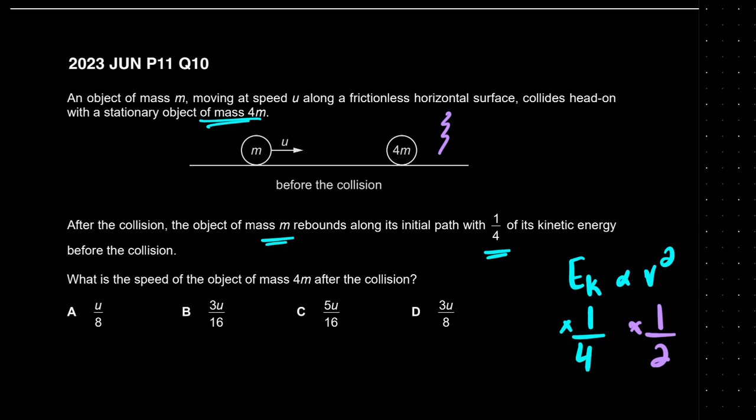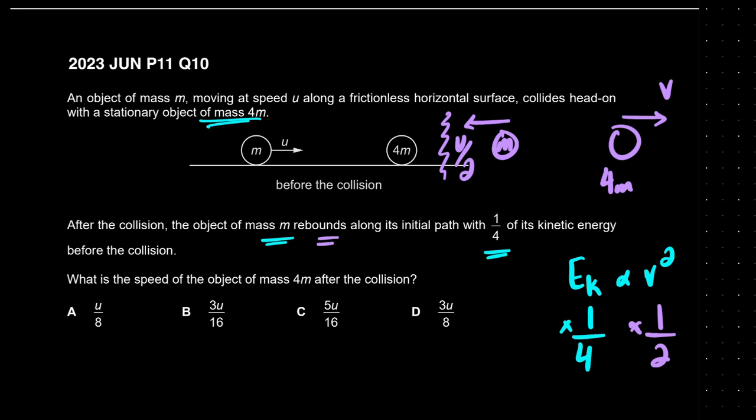So after the collision, this object m is going to rebound with a speed u by 2. And you need to know now the speed of the object of mass 4m. What is this guy's speed?